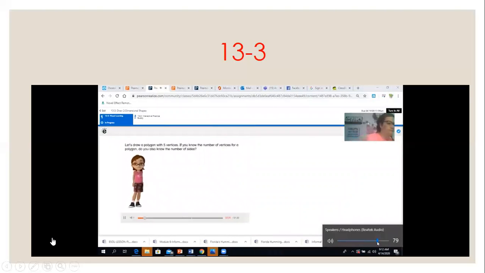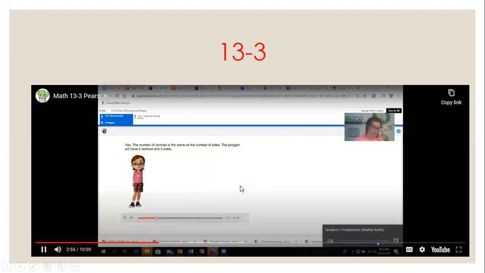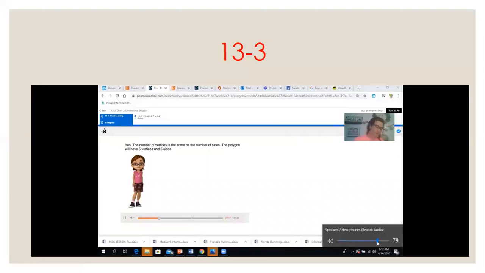Let's draw a polygon with 5 vertices. If you know the number of vertices for a polygon, do you also know the number of sides? Yes, it would be 5 sides. The number of vertices is the same as the number of sides. The polygon will have 5 vertices and 5 sides. Easy one to draw. Let's draw a pentagon. Think, how do you know the shape is a pentagon? It has 5 sides, 5 vertices. The shape is a pentagon because it has 5 sides and 5 vertices.